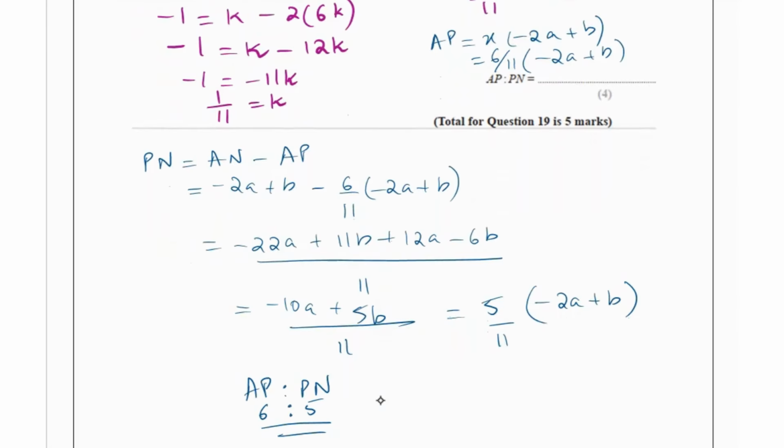So this is how you use the vector method. You create two different equations for the same vector, put them equal to each other, find the value of the scale factors, and then find the given ratio, depending on what the question is asking you to do.